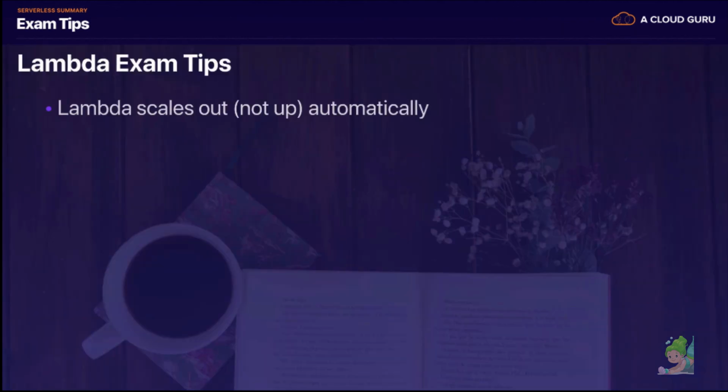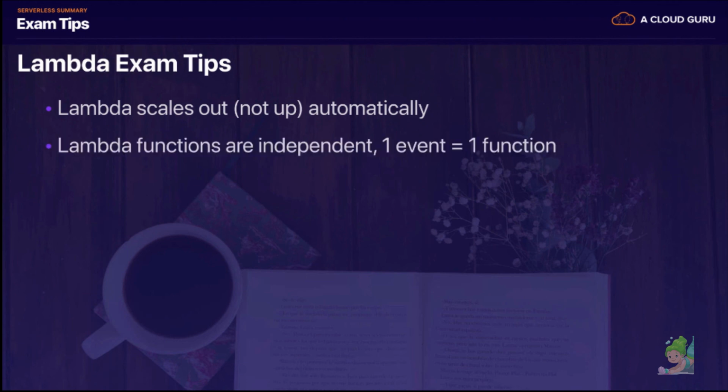So in terms of my exam tips for Lambda, just remember that it scales out, not up, automatically. So if you have 5 triggers, let's say 5 people upload 5 different images to an S3 bucket, that's going to trigger 5 separate Lambda functions at any given time. Lambda functions are independent, so one event equals one function.